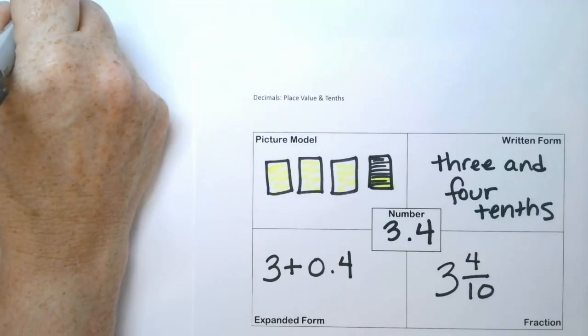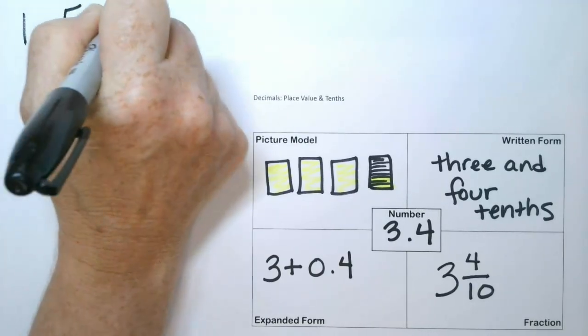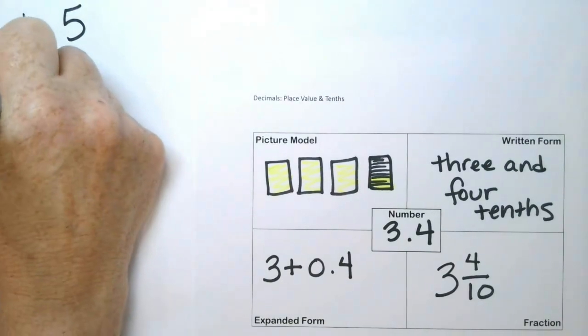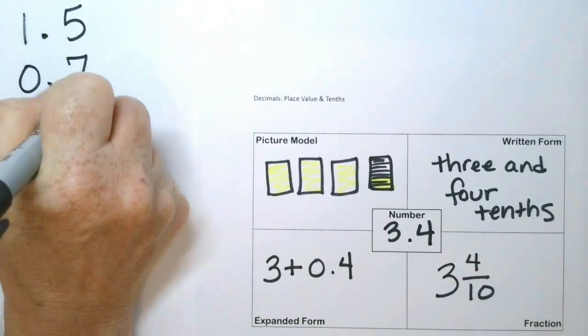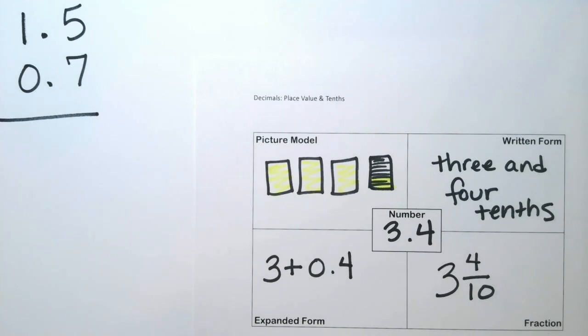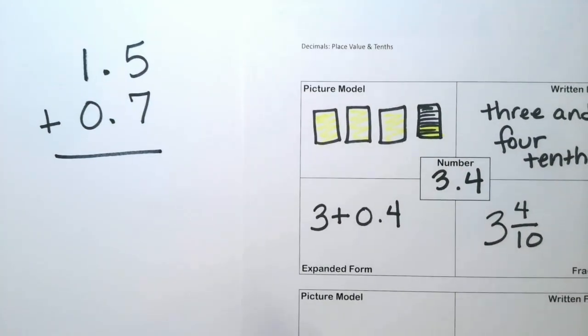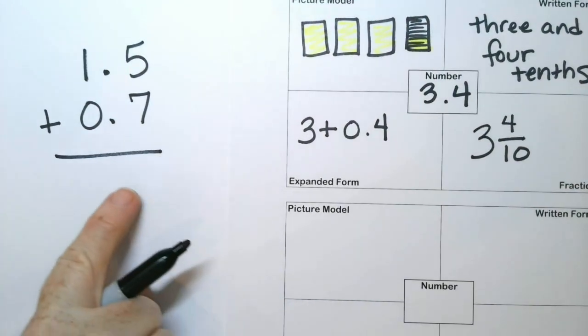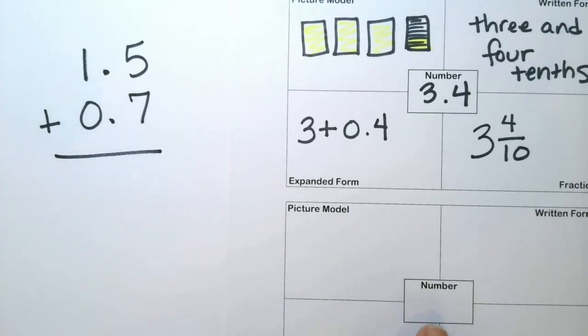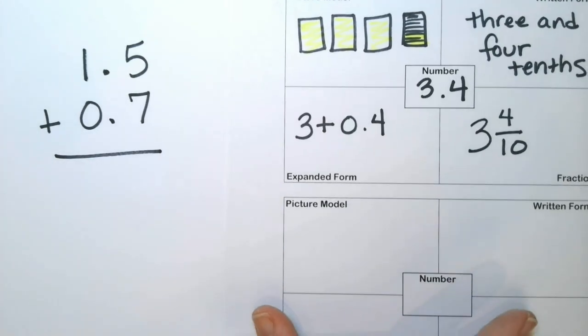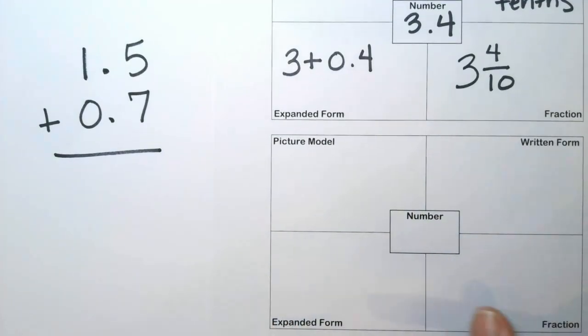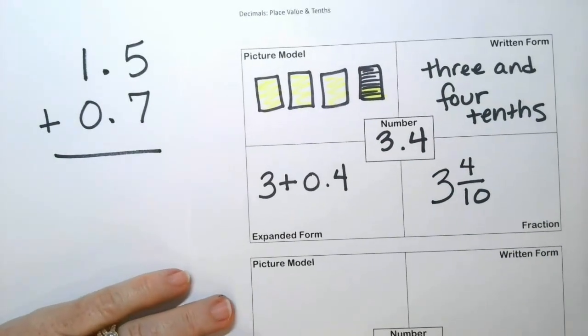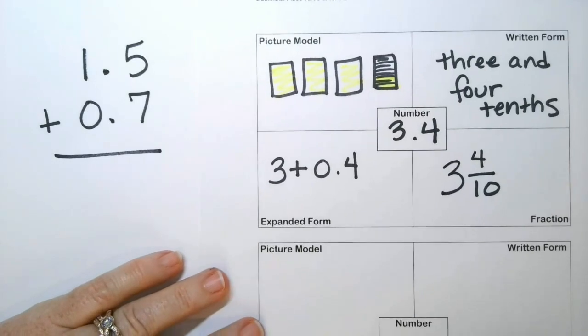Good. I want you to add 1.5 and 0.7. Can you do that for me? And then fill out the one on the bottom with the answer. So whatever you get for an answer here goes in the number spot. Okay, and then you'll fill this out. I'll leave it looking like this so you can see what each box should have in it.